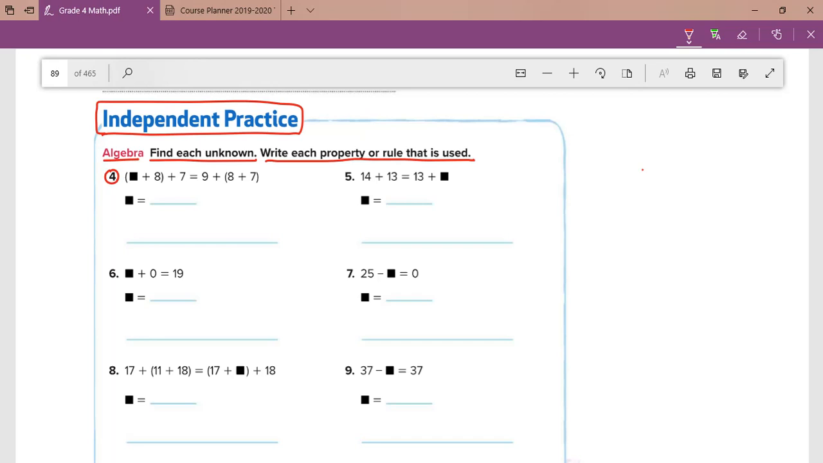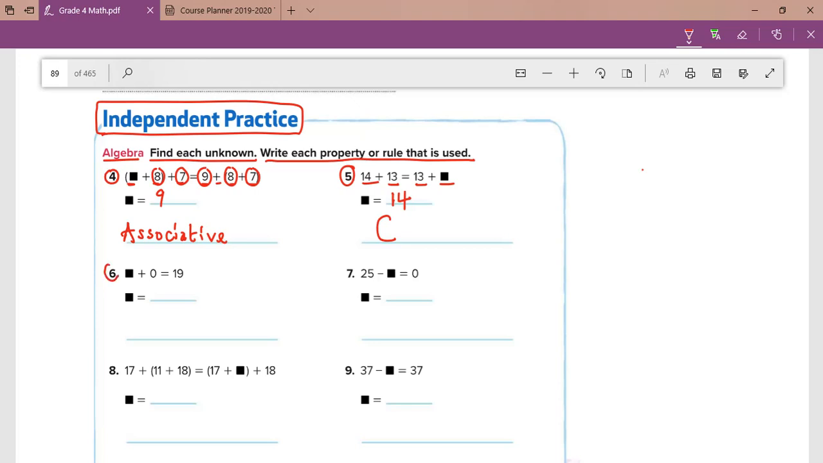So look at the left side. Unknown plus 8 plus 7 equals 9 plus 8 plus 7. Okay, so this is 7, this is 7. I have 8 and this is 8. I have 9 here. I don't know what I have here, so it's going to be 9. Okay, and we've said this before. This is associative property. Question 5. 14 plus 13 equals 13 plus 14. It's the same thing. All you do is rearrange the numbers. And this is commutative property.